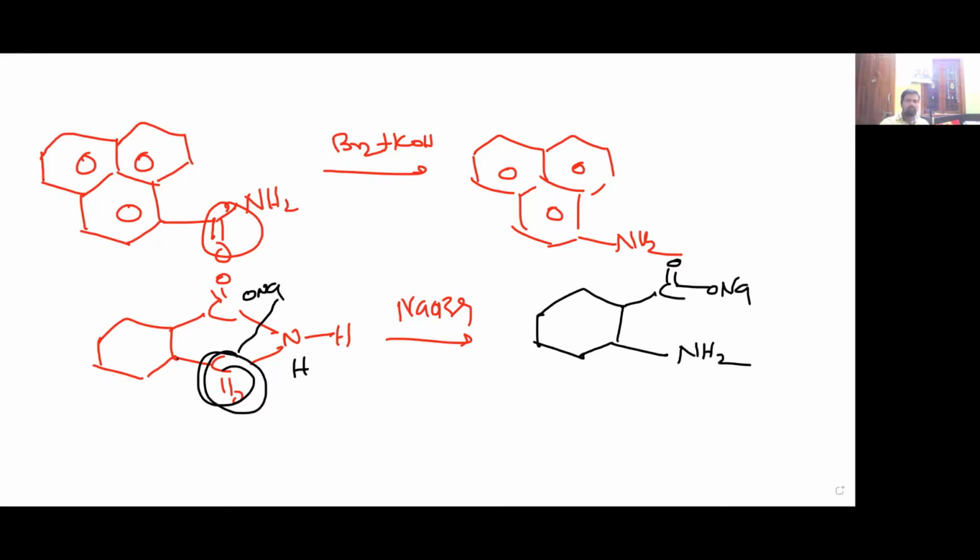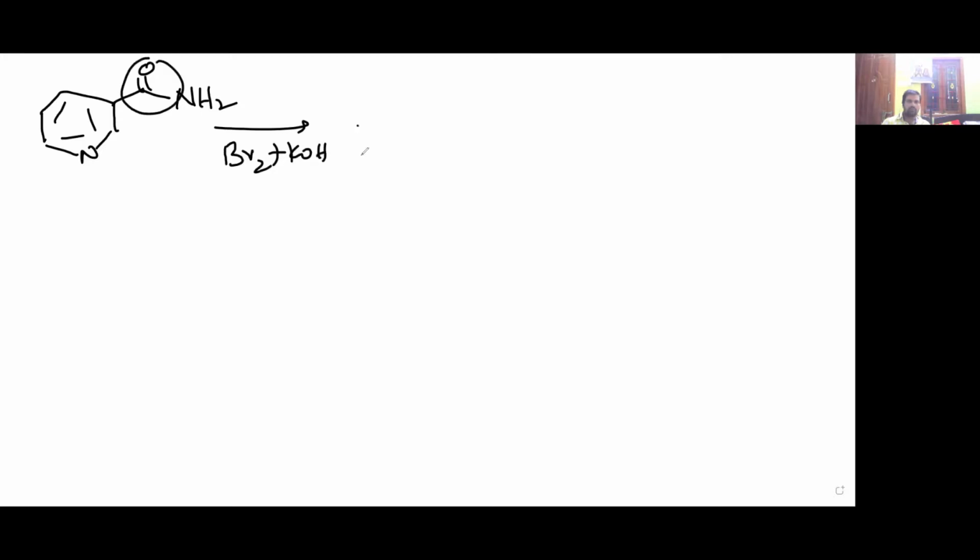I hope it is clear. Yes. Next. This is C double bond O NH2 and a ring, with the same Br2 KOH. What I told, just the C double bond O is missed. There is no change. Don't confuse. You are going to get this one.